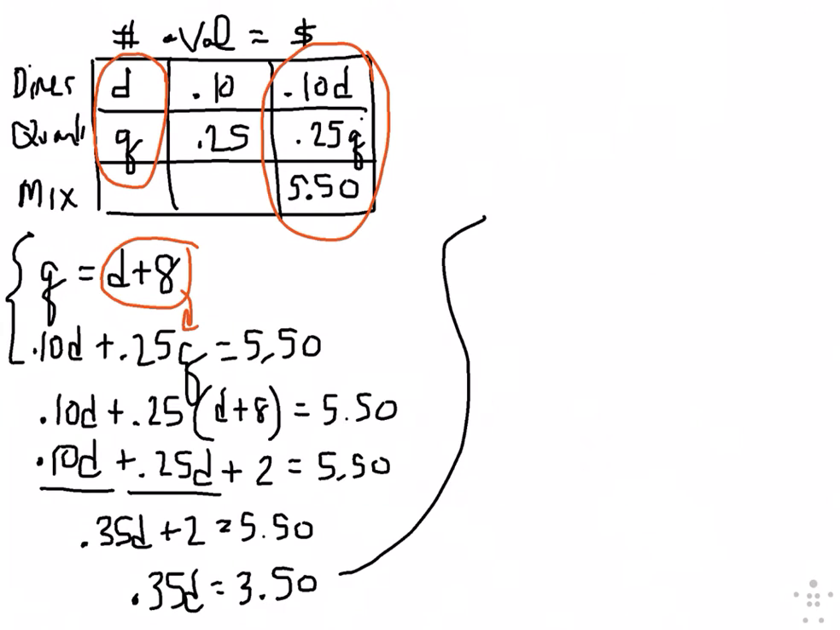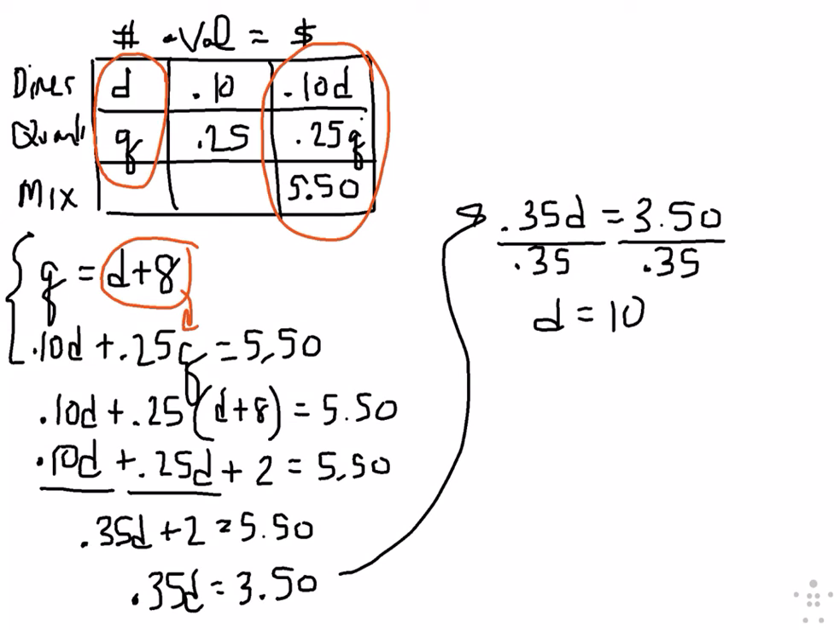Now we'll come up here, right? And we get 0.35D equals 3.50. Divide by 0.35, and we get D equals 10, right? So 10 dimes. Now this question, let's see if it asked for both. It said, how many quarters does he have? Okay, so we found dimes.